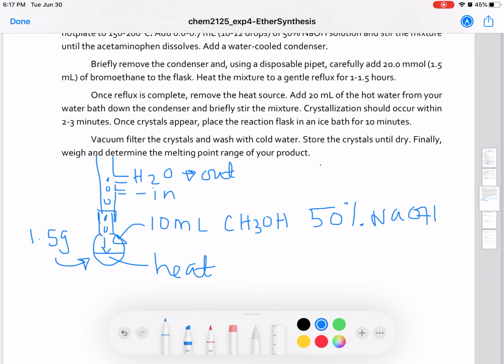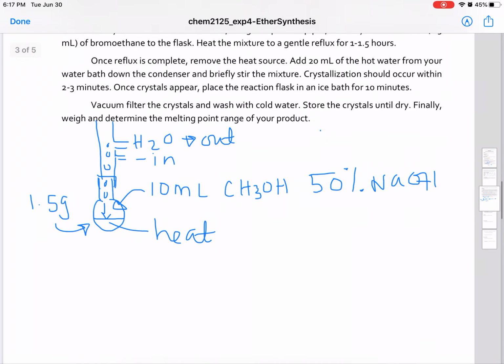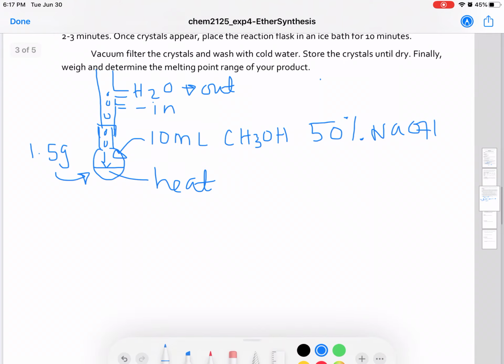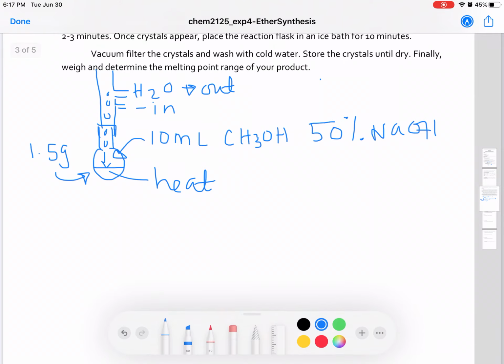And in this first step, what are you doing? Let's look at our reaction. You're going to react acetaminophen. Acetaminophen is this molecule.